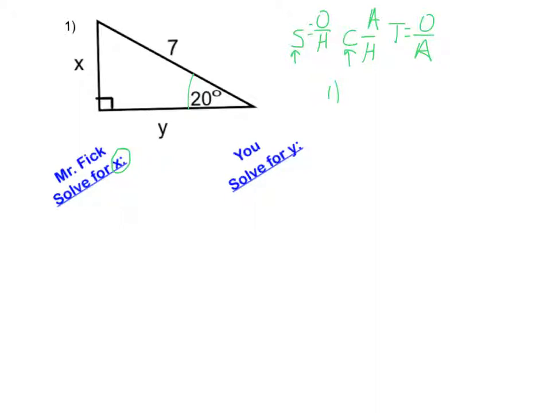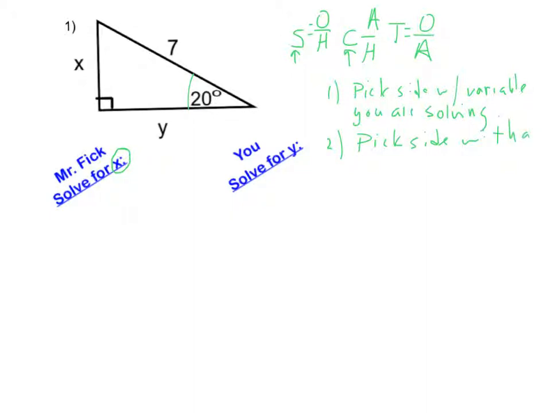So the sides that you are going to pick when setting up a trig function will be, first, the side with the variable you are solving for. You will also pick the side with a number. The third thing you want to do is label what those two selected sides are. Okay, so let's go over here.